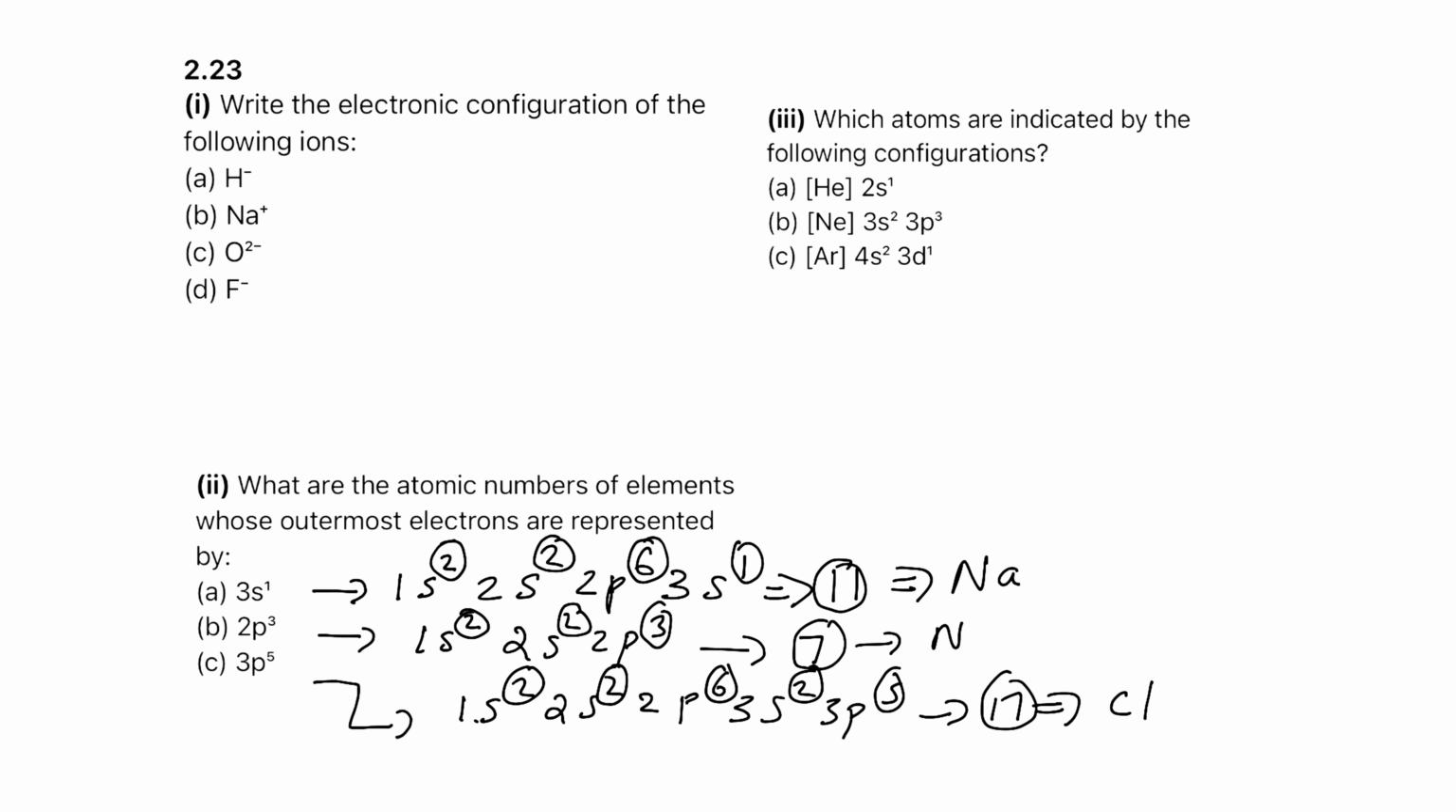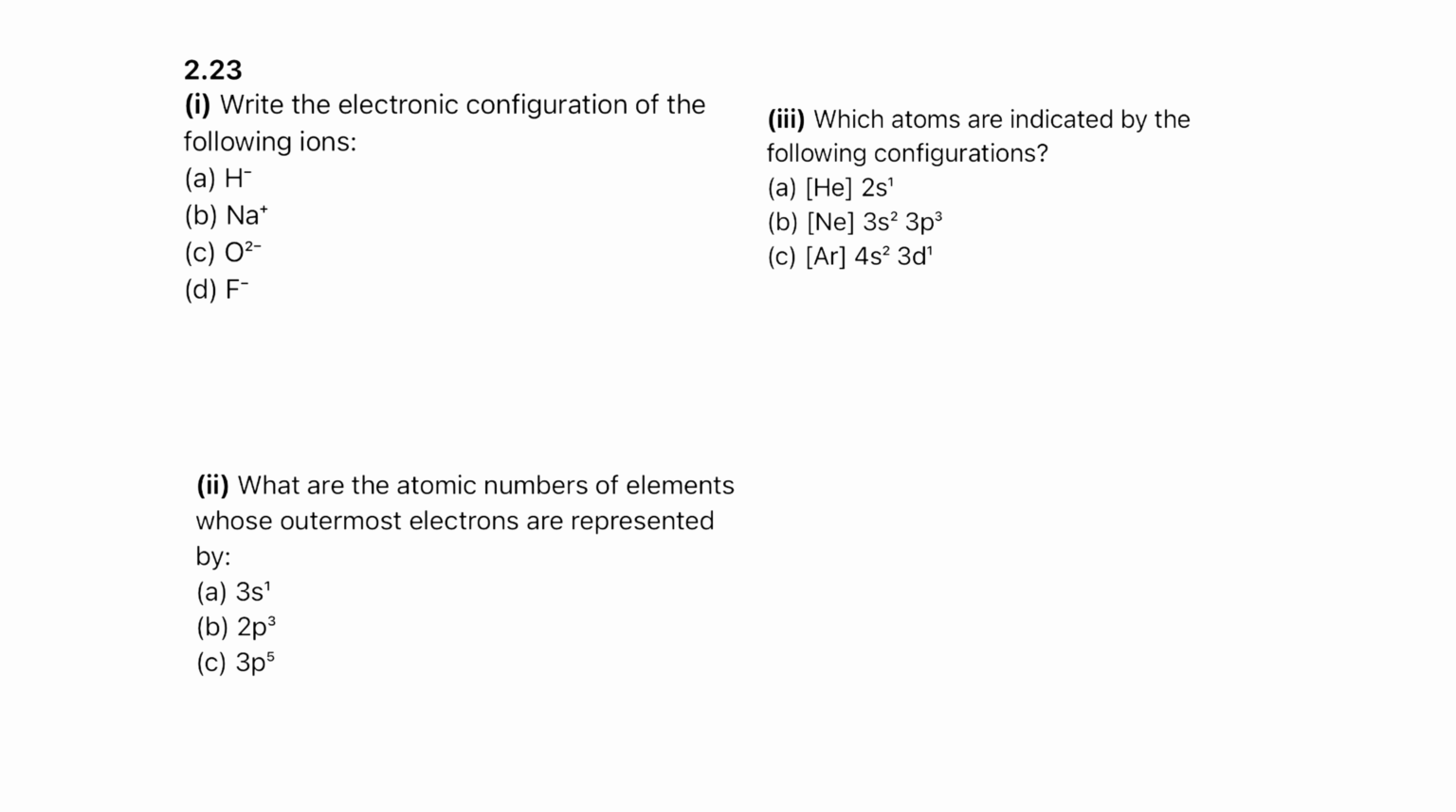Which elements are indicated by the following configuration? That is the third question. Second question, all of you understand, right? Easy. Which atoms are indicated by? Okay. See, helium. Helium is what? 1s2. Then 2s1. So what is atomic number? Atomic number is 3, right? 2 plus 1, 3. And 3 is lithium.